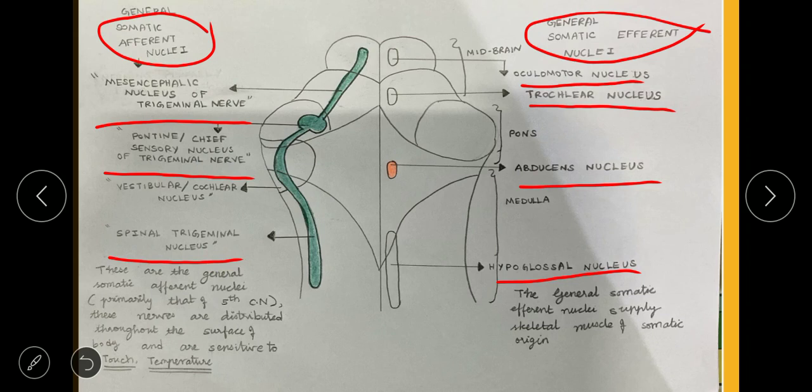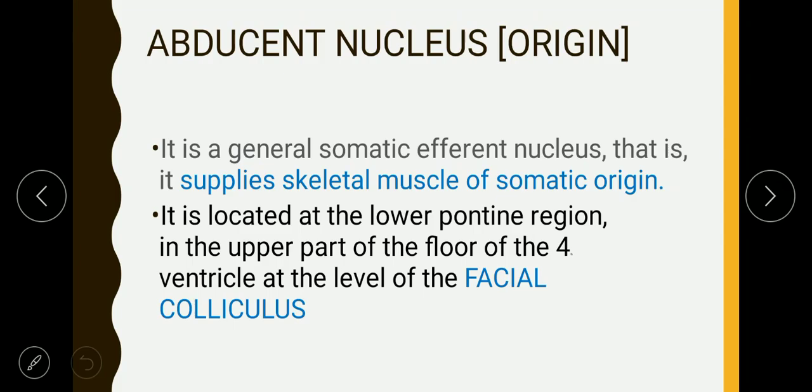The other general somatic afferent nucleus seen in the brainstem is that of the vestibular or the cochlear nucleus. So, the general somatic afferent fibers of the abducens nerve arise from the lateral rectus muscle and it is carried to the mesencephalic nucleus of the trigeminal nerve. So, next let us move on to the abducens nucleus.